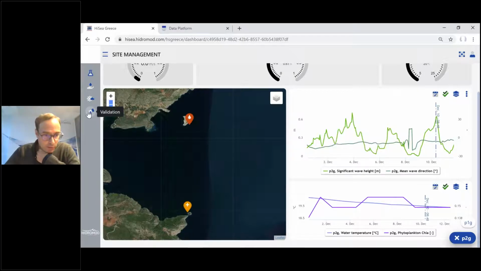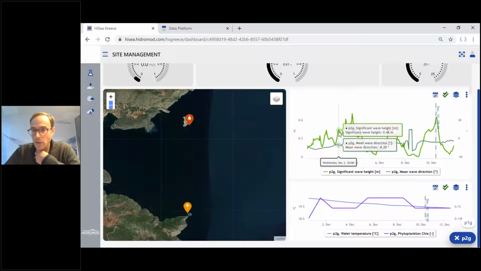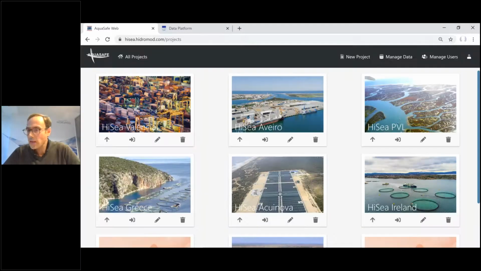I have an extra slide here about validation, but I'll show validation in another one of the sites. So for now, I'm going to return to the projects tab. And I don't know if you want to do the Mentimeter now or if I should continue. Yes, we can do the Mentimeter now.